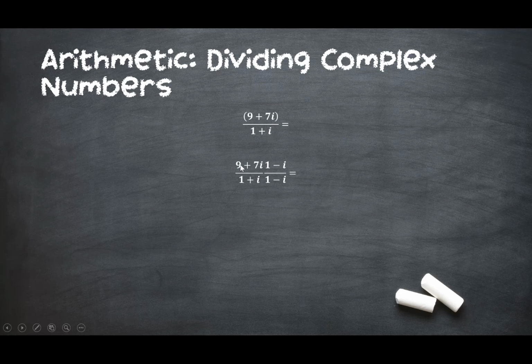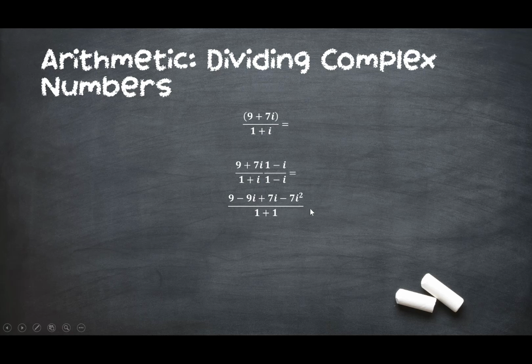So if I FOIL the top, I get 9 times 1, which gives me 9. Then 9 times negative i is minus 9i. 7i times 1 is 7i. And 7i times negative i is negative 7i squared. Since we're just taking 1 plus i times 1 minus i, its complex conjugate, all I have to do is take this 1 and bring it down squared, and then bring this down, and the coefficient here is 1, so I get this 1.